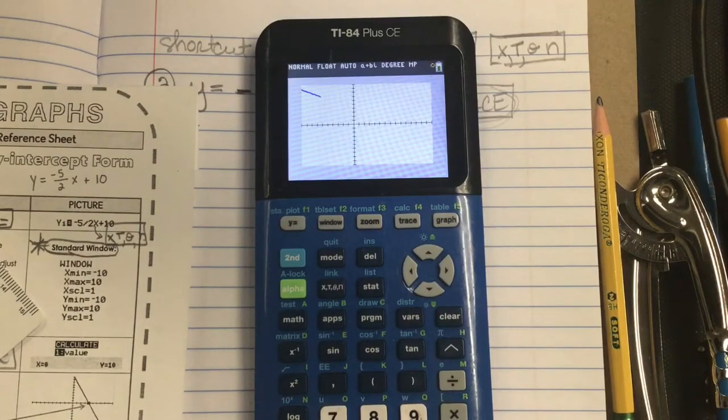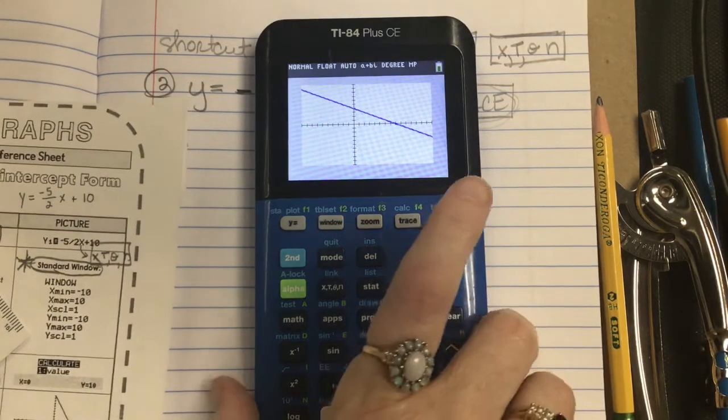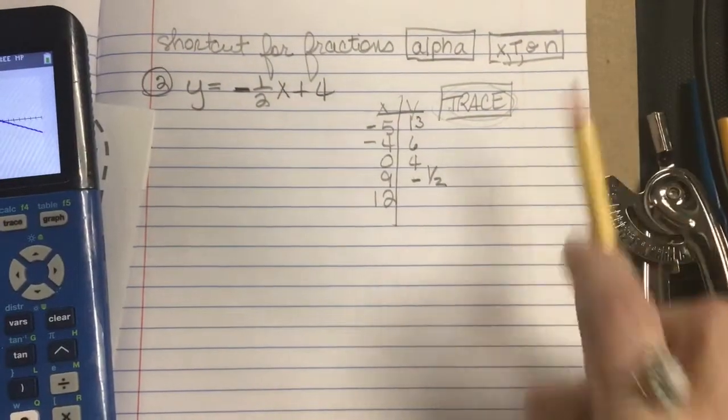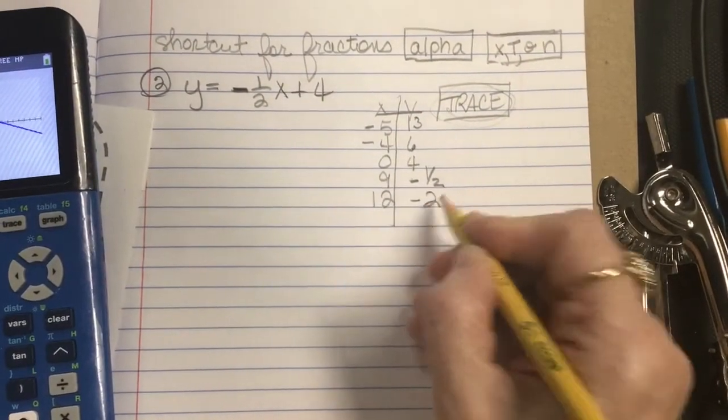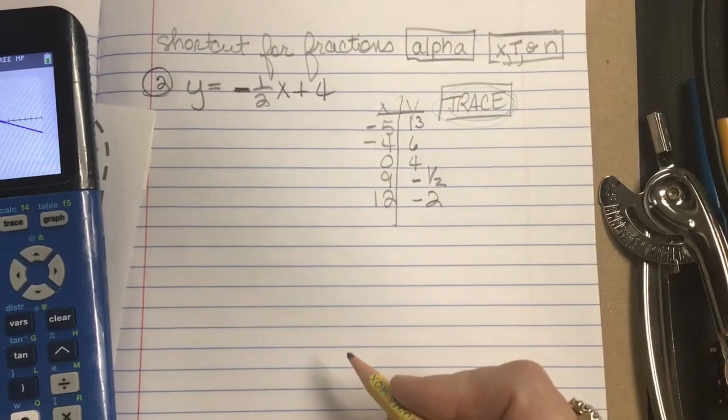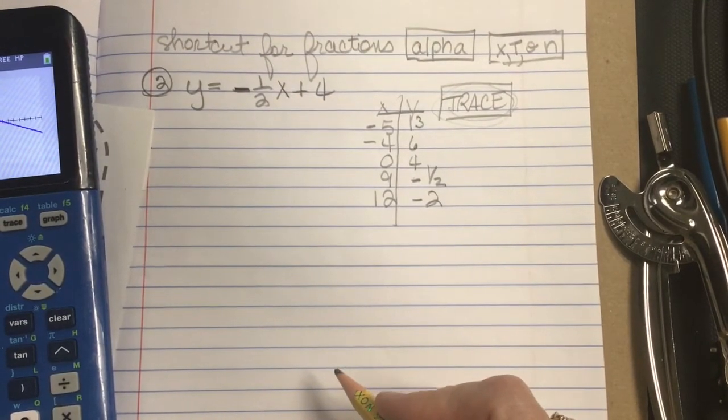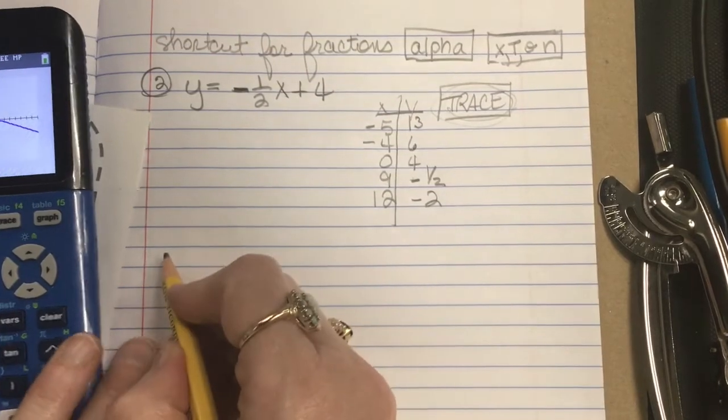Graph. Now you wouldn't want to draw it from this screen because this screen is not standard window. And now hit 12. And what did it give you? Gave you negative 2. Now I'm going to give you the rule that I just gave to Katie. Now, are you in standard window? No, you're not, because we changed the X max.